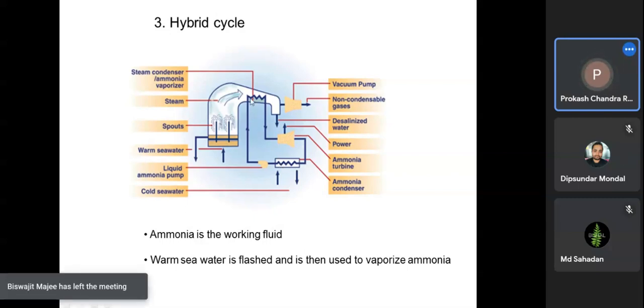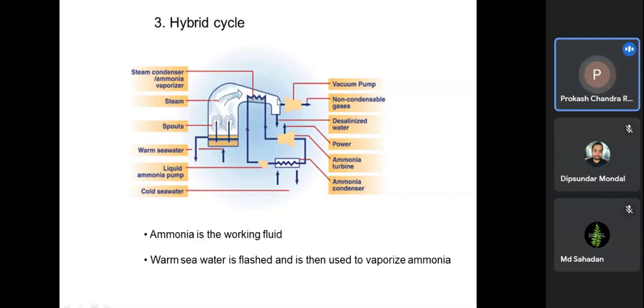So this is a closed cycle. There is a turbo generator, and you have the condenser. This is basically the same. And another thing, the open cycle, has the flashing. You are doing some flashing, and there is warm water, and this vapor will come with this. This is the steam, and it will pass through this. This is the open cycle, and this is the closed cycle. Combined, this is the hybrid cycle, the combination of both the open cycle as well as the closed cycle.